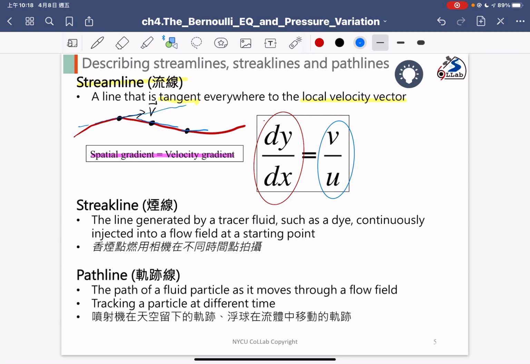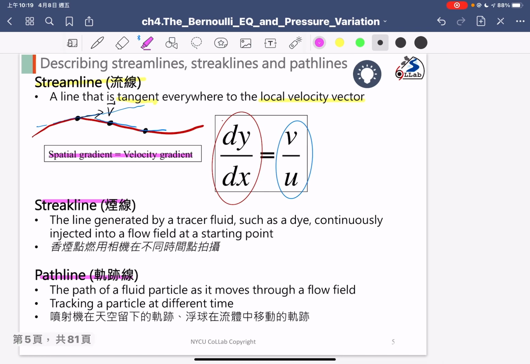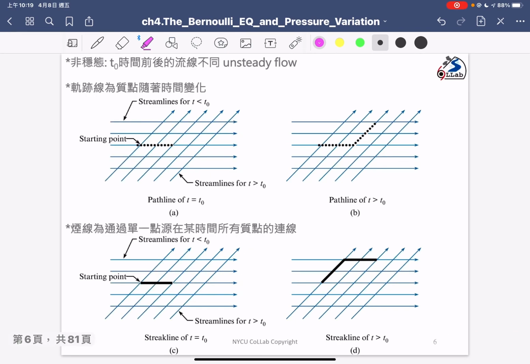Okay, so this is a very important definition for the streamline. And then later we will have an exercise, so we can compute how to define the streamline ourselves. And then the second, we call that the streak line. Okay, and then the final one is the path line. So we have cartoon figures to describe the difference between the path line and the streak line.